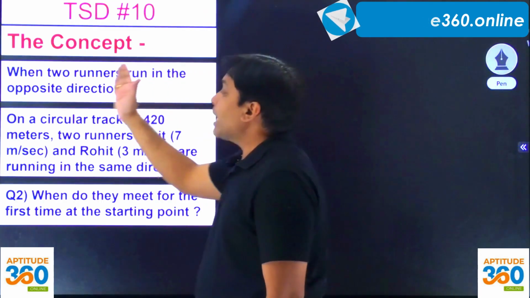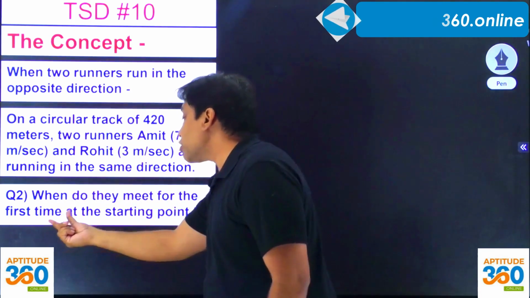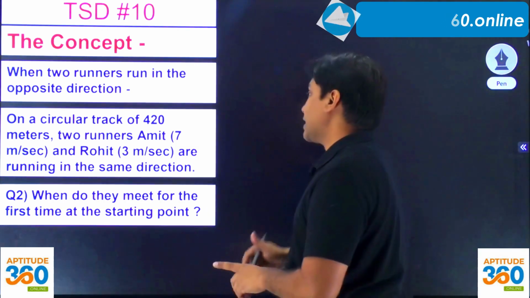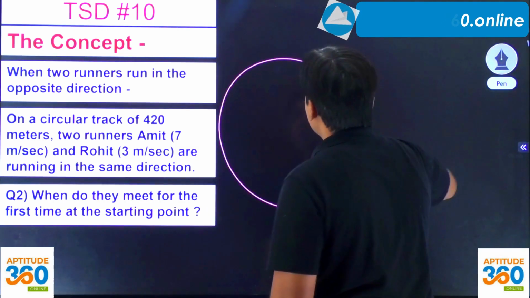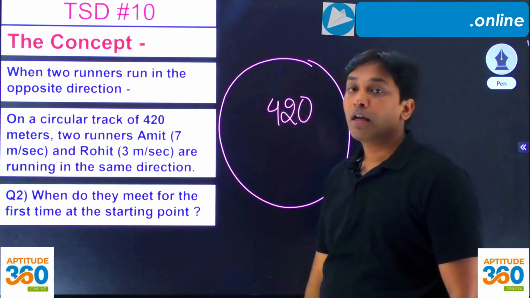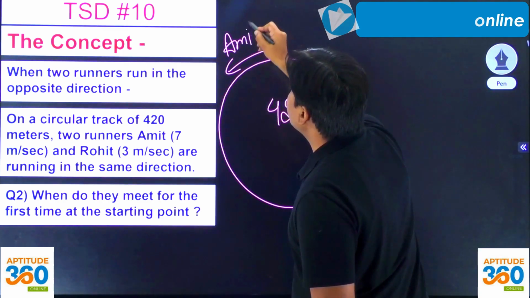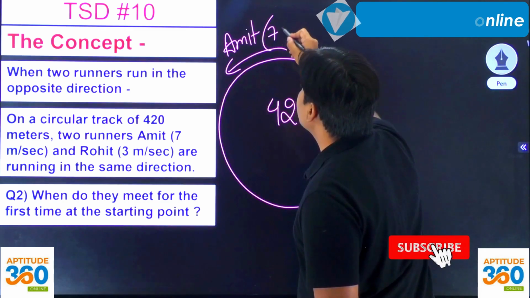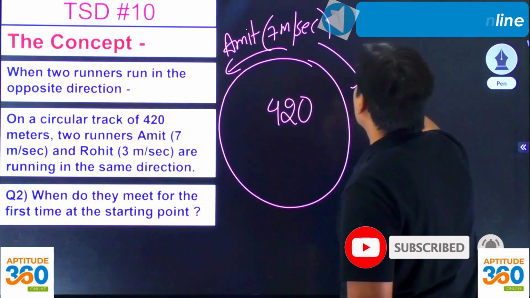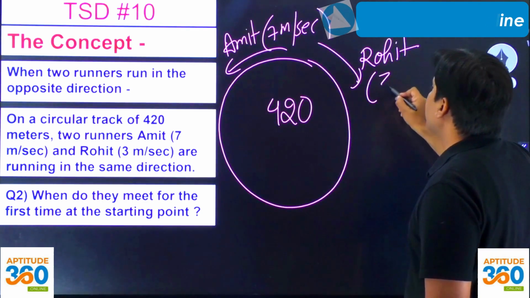Now when they are running in the opposite direction, the problem is when do they meet each other for the first time at the starting point. So the circumference is 420. Do you understand this? And the speed of Amit we have taken as 7 meters per second, whereas the speed of Rohit we have taken as 3 meters per second.